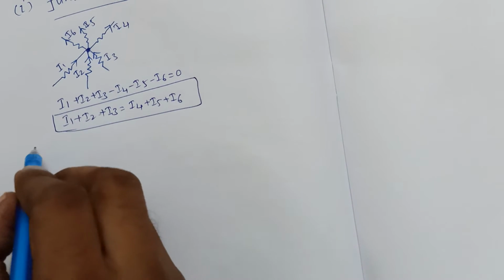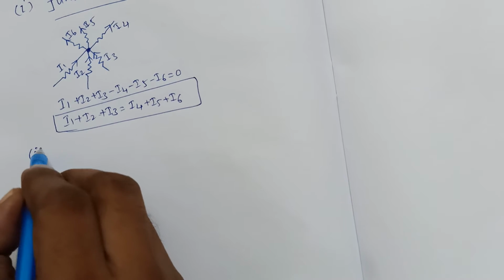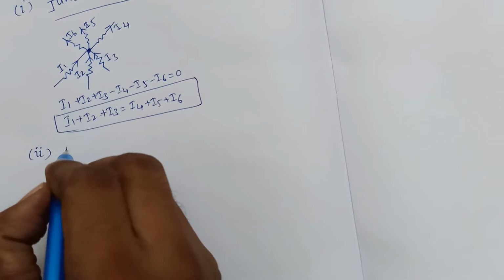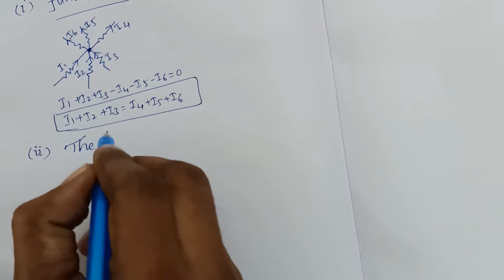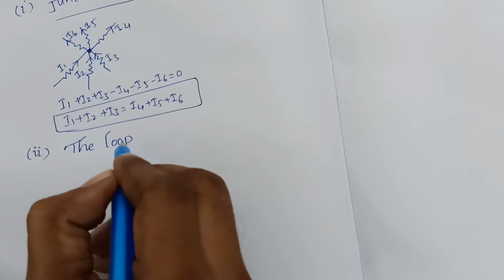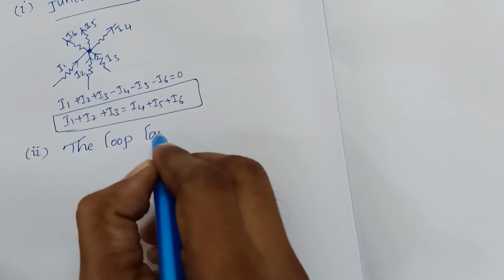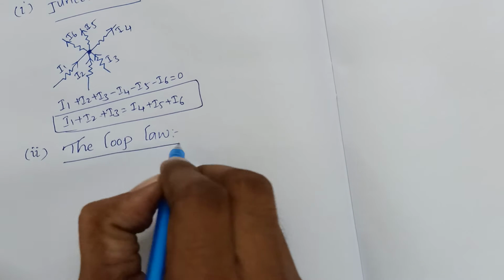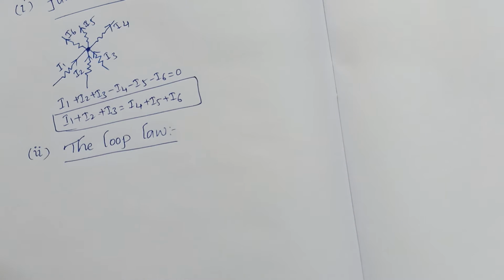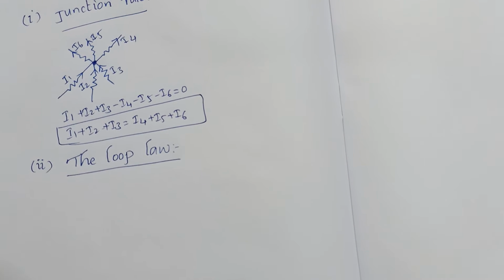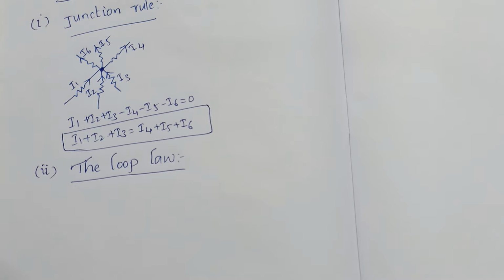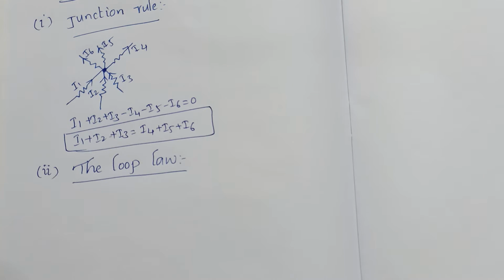The second Kirchhoff law is the loop law, or we can say the potential law. Why do we call it the potential law? The algebraic sum of all the potential differences along a closed loop in a closed circuit is 0.